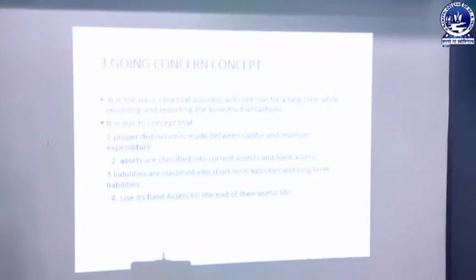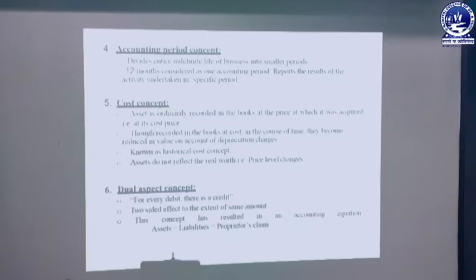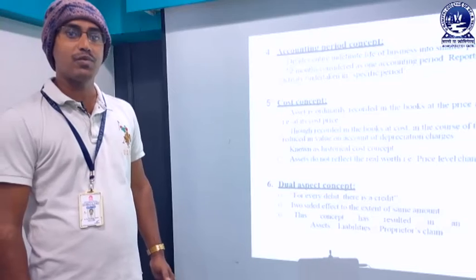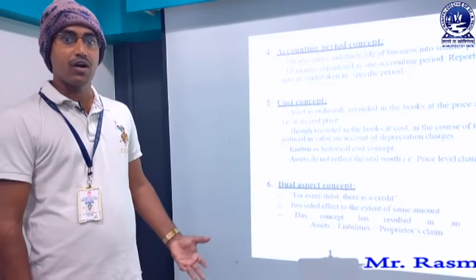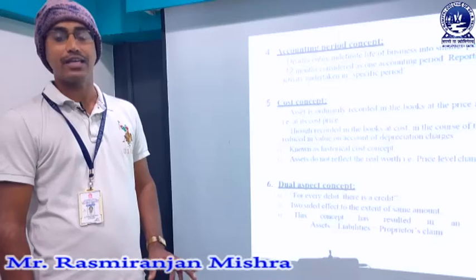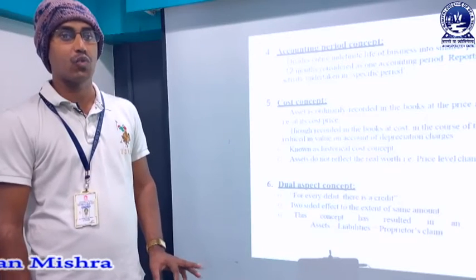Then the next concept is the accounting period concept, which divides the entire indefinite life of the business into smaller periods. 12 months is considered as one accounting period. It reports the result of the activity undertaken in a specific period. So the accounting period concept means the period is taken into consideration. Generally, at the time of preparing the financial statement, we must take into consideration 1 year. Generally 1 year is taken as 12 months.